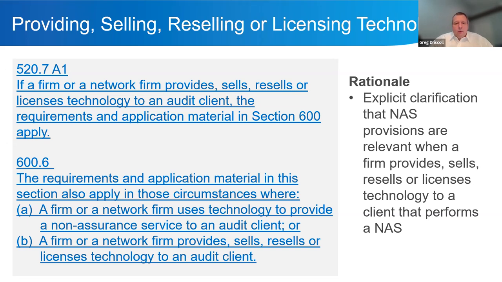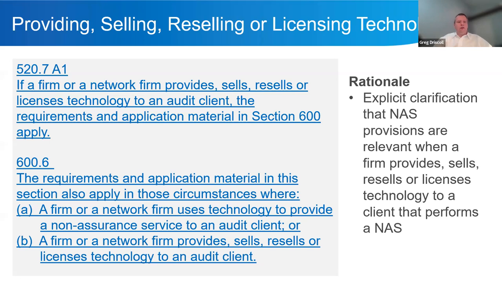Now they might be performed by a software solution that is provided by the firm to an audit client. And the idea there is the firm is still performing a service. It is just through the technology that is being provided to the client as opposed to human capital, in which case the provisions in Section 600 related to non-assurance services should still apply to the provision, selling, reselling, or licensing of technology, and require that the firm consider the service that is being provided to the client through that technology.